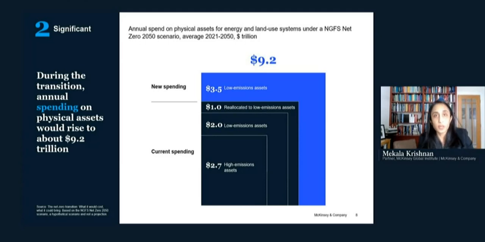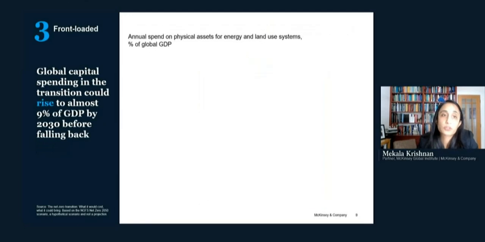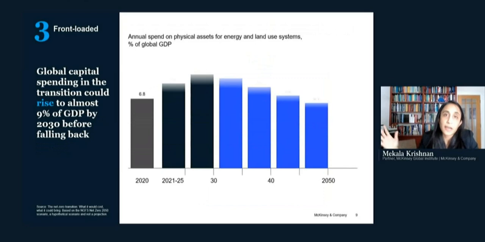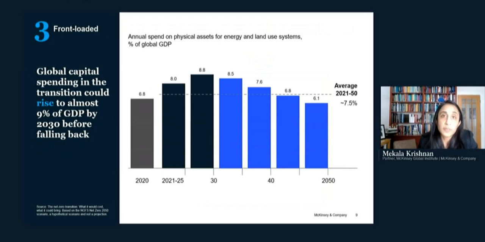The other thing to think about when it comes to the spending is what you see on the next slide, which is the front-loaded nature of the transition. I talked about the 9.2 and I described it as an average annual number, but in fact, that 9.2 will not be evenly spread across the years of the transition.